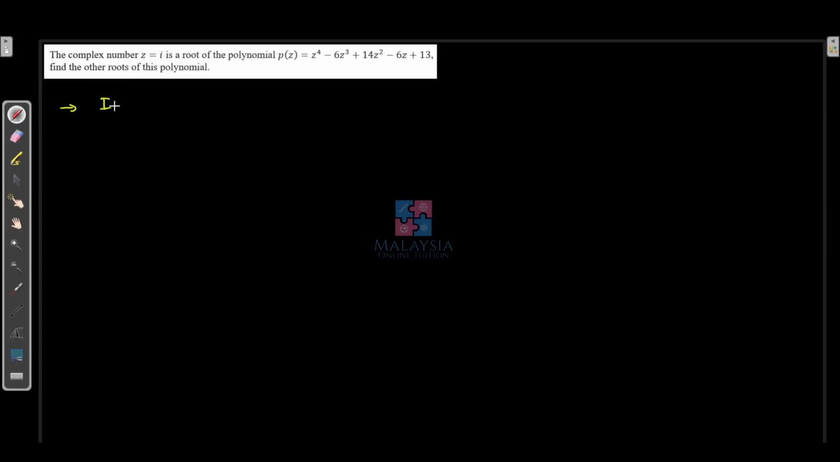Okay, so we can say if i is a root, then negative i is also a root. That's what you do. So now we found the two roots of this polynomial. So what we can do is first find the sum of roots.